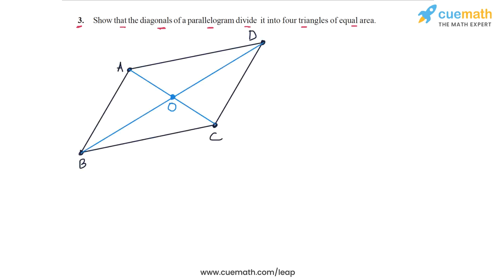In question 3, we have to show that the diagonals of a parallelogram divide it into 4 triangles of equal area. So here's a parallelogram ABCD with the diagonals AC and BD drawn, and the diagonals intersect at O. We can see that the diagonals divide the parallelogram into 4 triangles. We have to prove that these 4 triangles have equal areas. Now this is actually a quite straightforward problem.